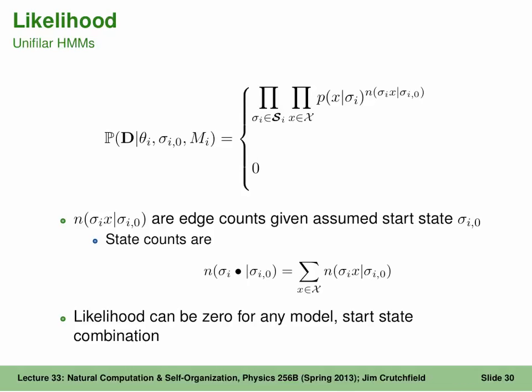We have the probabilities given state and output symbol, and this is the number of times you've seen state symbol given that we assumed start state A or B. Or it could be 0, like in one of the cases that I just showed, where the path is not possible. So you basically get these 2 forms. And we get edge counts and state counts. I'll use this little bullet to say that we've summed over all outgoing edges. And likelihood can be 0.